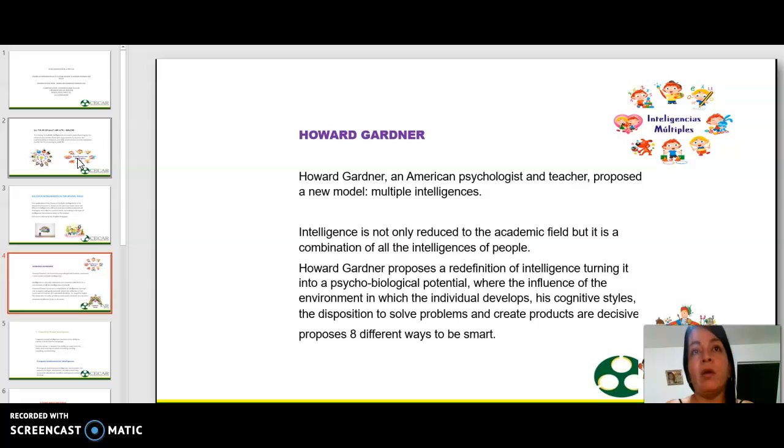Howard Gardner. Howard Gardner, an American psychologist and teacher, proposed a new model: multiple intelligences. Intelligence is not only reduced to the academic field but is the combination of all the intelligences of people. Howard Gardner proposed a definition of intelligence as a biological and physical potential under the influence of the environment, in which the individual develops his cognitive skills, the disposition to solve problems and create products, and decided to propose a different way to be smart.